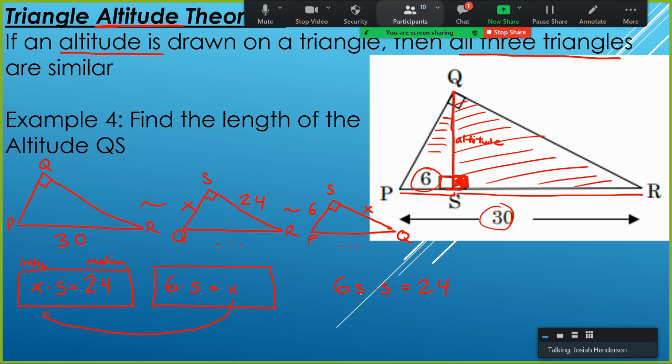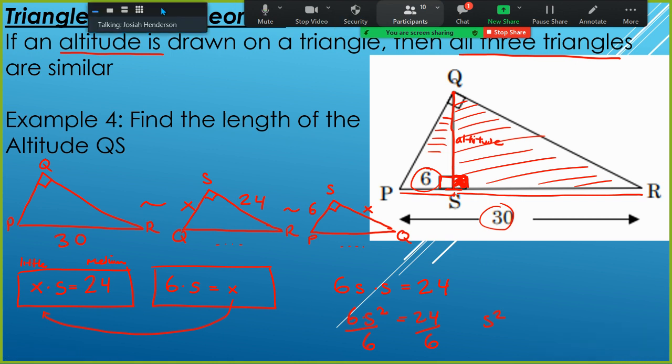All right, now we have to use a little bit of our knowledge from Math 2A last fall. S times S is S squared. So we have 6 times S squared equals 24. Divide both sides by 6. We want to get S alone. S squared is equal to 4.